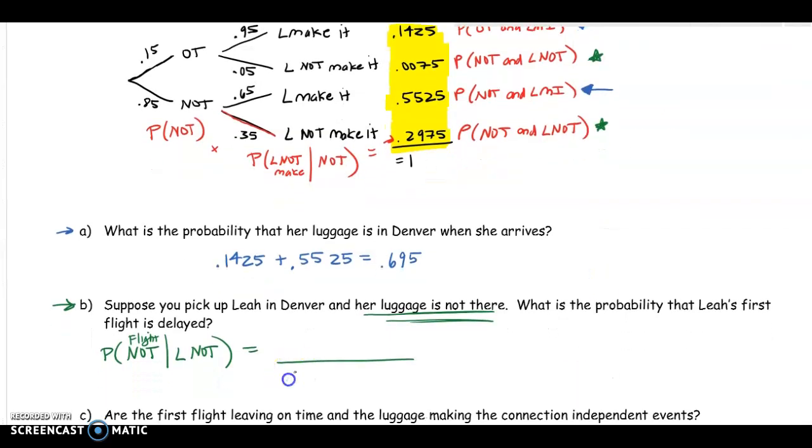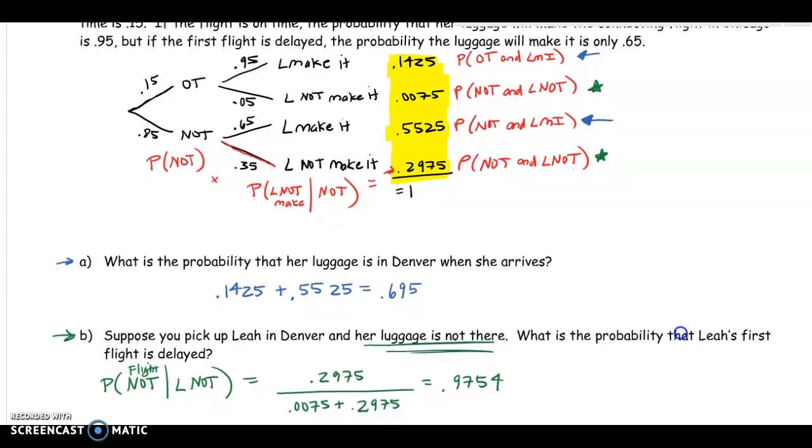So 0.0075 plus 0.2975. Now, at the top of this, in the numerator, you have a choice. It's one of these two things. So out of these two star numbers that were at the end of my tree diagram, which one of these was her flight not on time? And that would come from the 0.2975. Which leaves us with 0.9754.